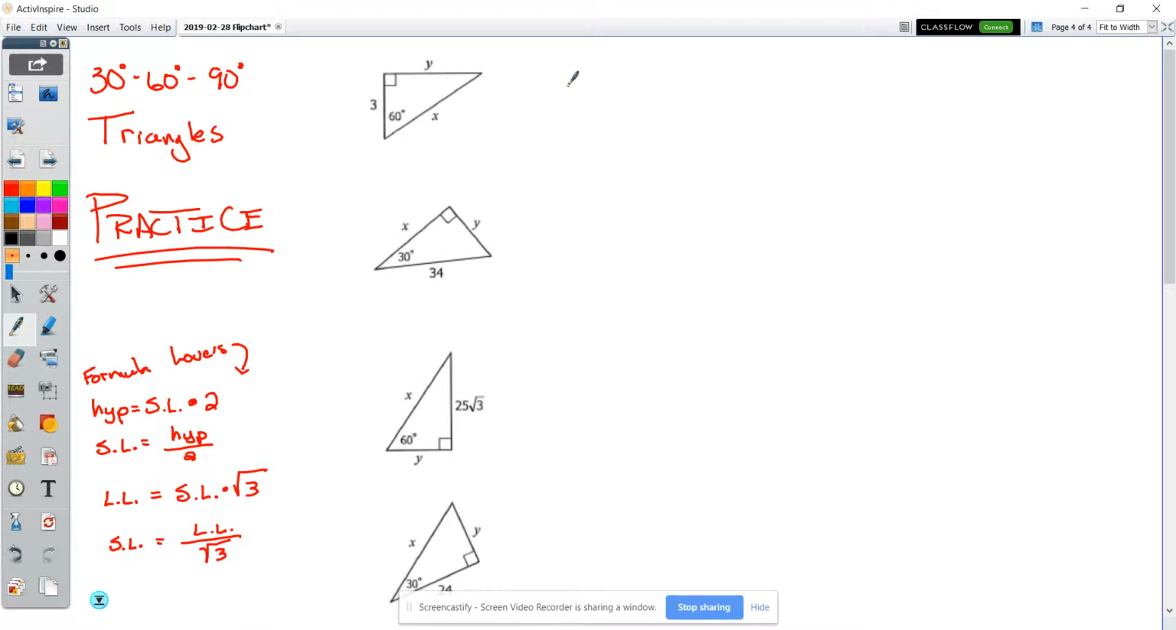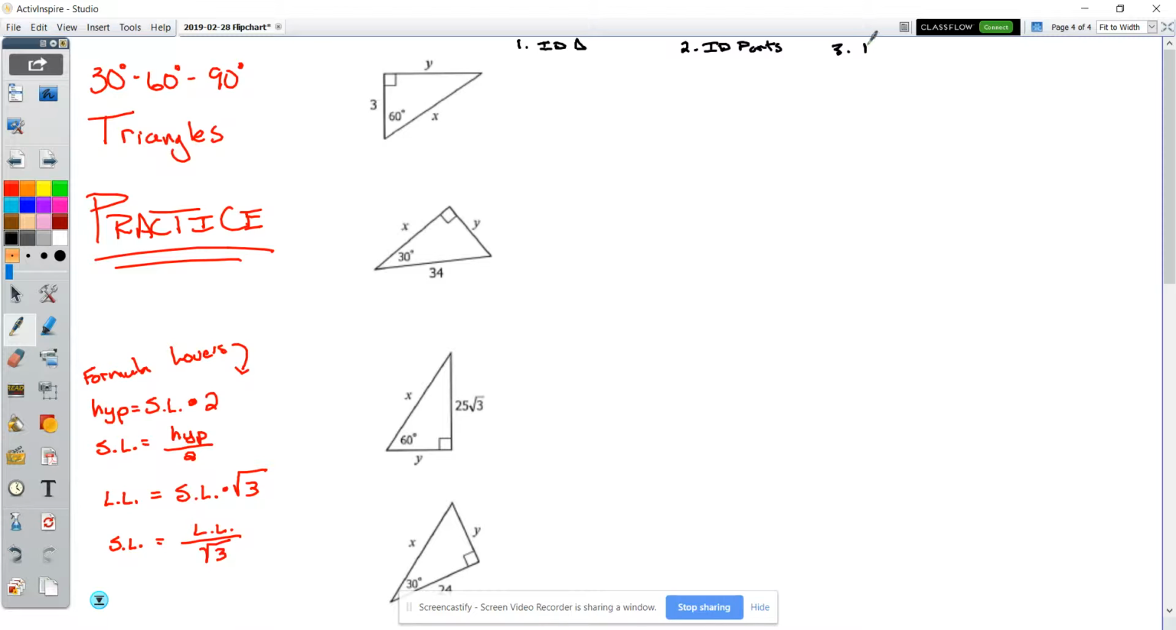And we're going to do some practice with 30, 60, 90 triangles. Just like with the 45, 45, 90 triangles, there are some steps that you're going to see me do. The first thing I'm going to do is identify the triangle, because it's not always going to be a 30, 60, 90. You don't know which one you're going to get all the time. So you identify the triangle. Second thing you're going to do is identify the parts, right? And this one, you're going to identify hypotenuse, short leg, and long leg.